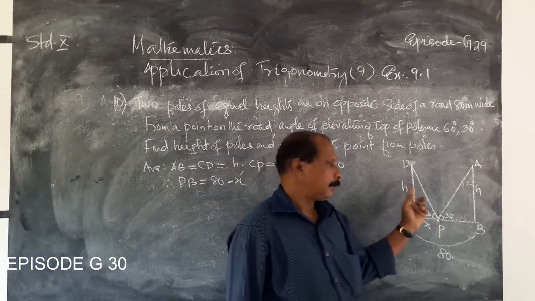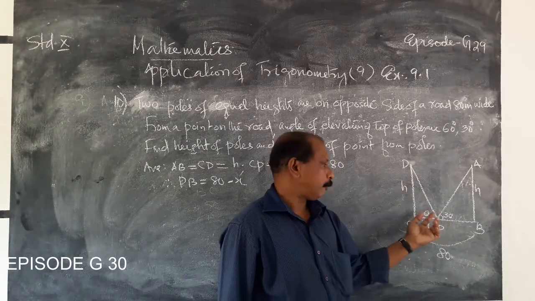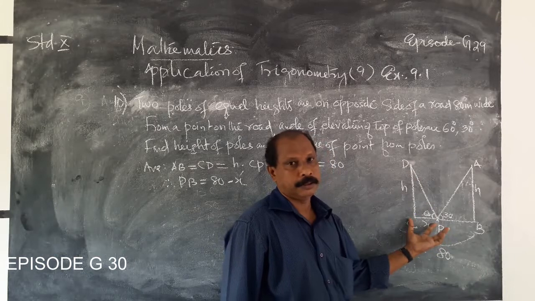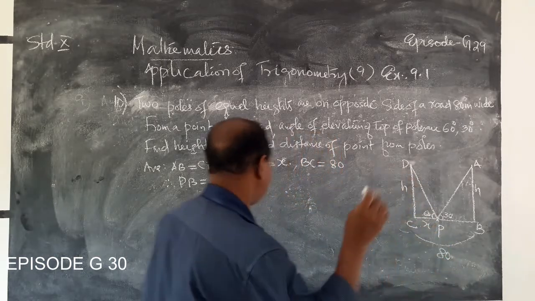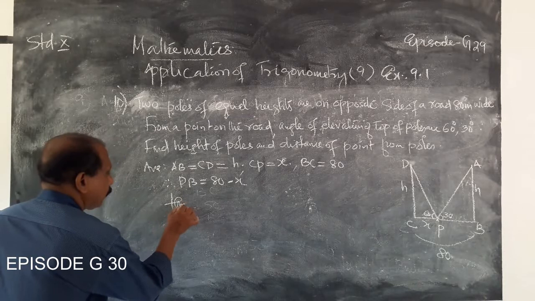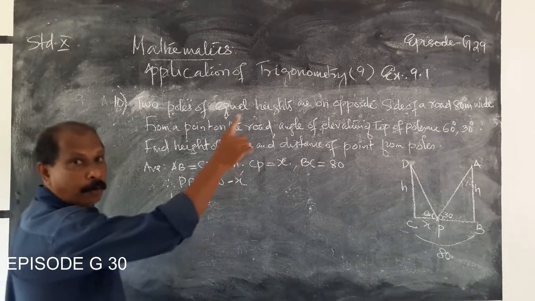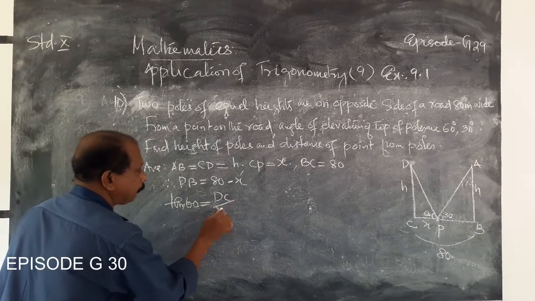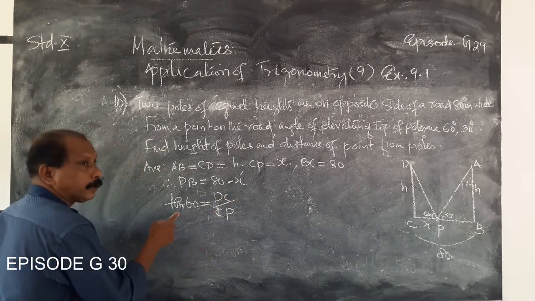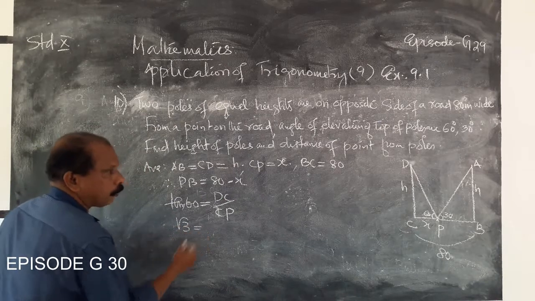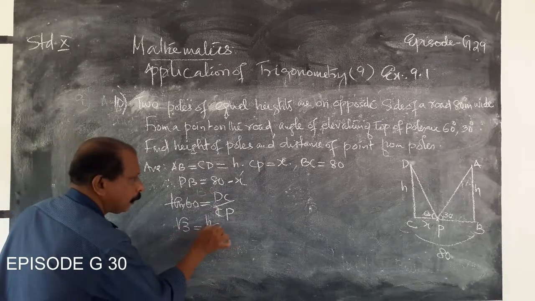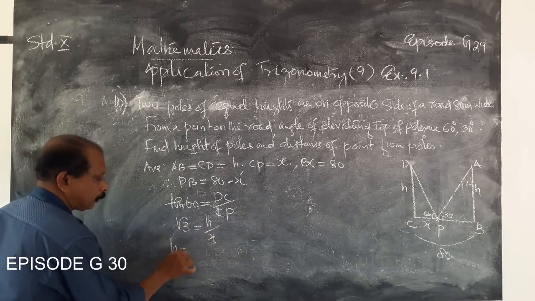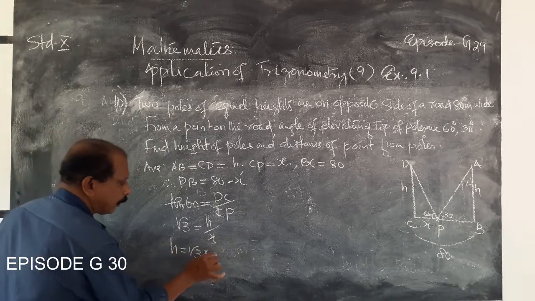Listen, this is h, this is the adjacent side. Using the 60 degree angle, the opposite side is DC and the other side is CP. We can use tan theta. Therefore, tan 60 is equal to opposite side DC by CP. What is tan 60? Root 3 is equal to h by x. Cross multiplication, h is equal to root 3x. That's an equation.